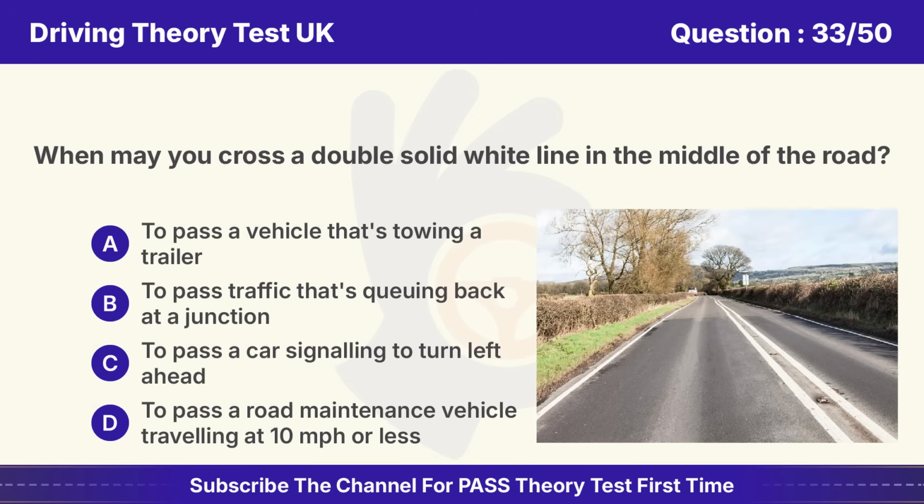Question 33. When may you cross a double solid white line in the middle of the road? Option A. To pass a vehicle that's towing a trailer. B. To pass traffic that's queuing back at a junction. C. To pass a car signaling to turn left ahead. D. To pass a road maintenance vehicle traveling at 10 miles per hour or less.